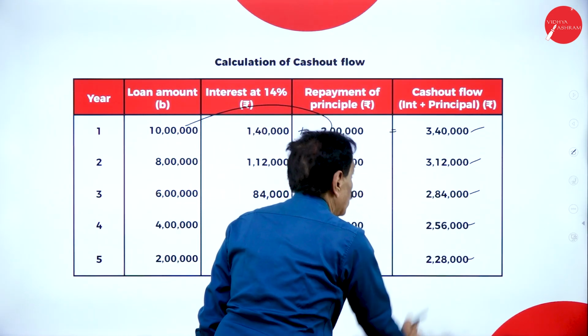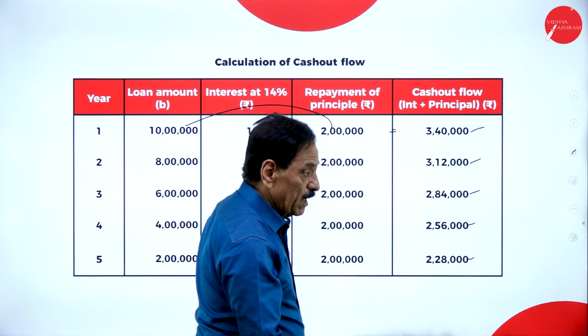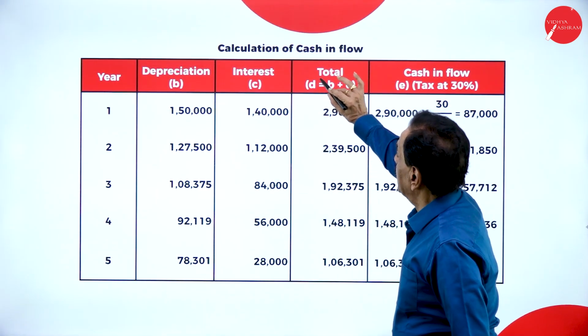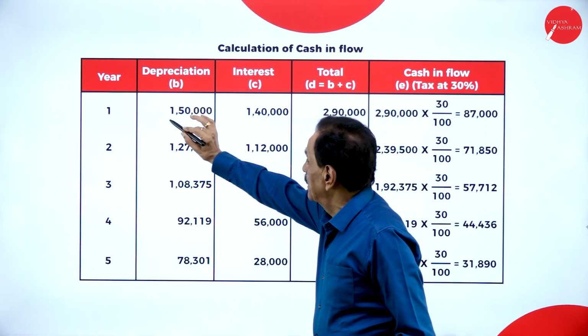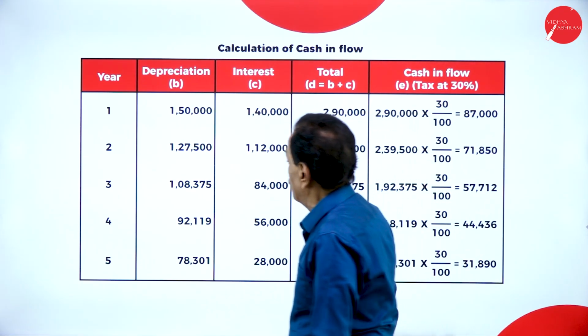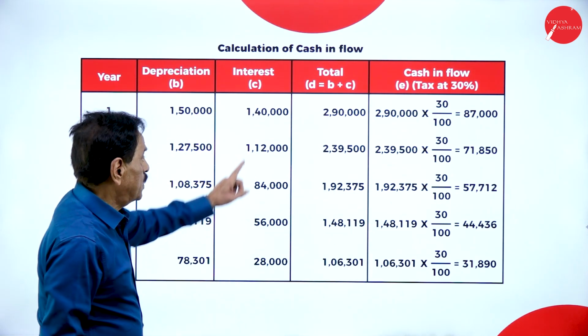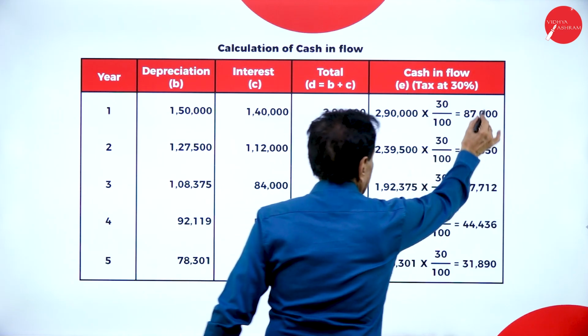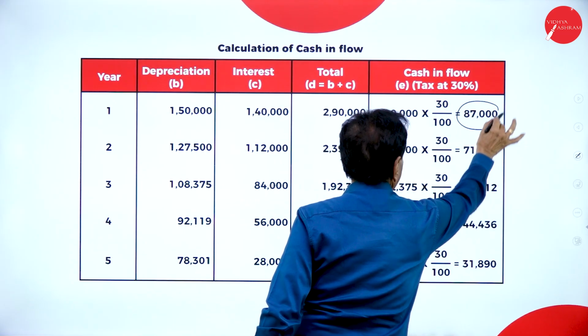So this is your cash outflow, interest plus repayment. Then you have to calculate cash inflow. You have to add the depreciation plus interest, and the total is the basis for the tax saving. You have got 1,50,000 plus 1,40,000. It becomes 2,90,000. 30% tax saving is 87,000.